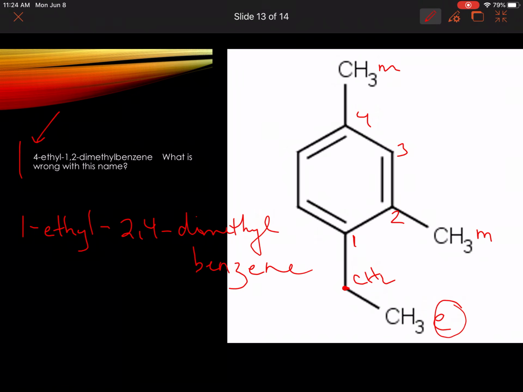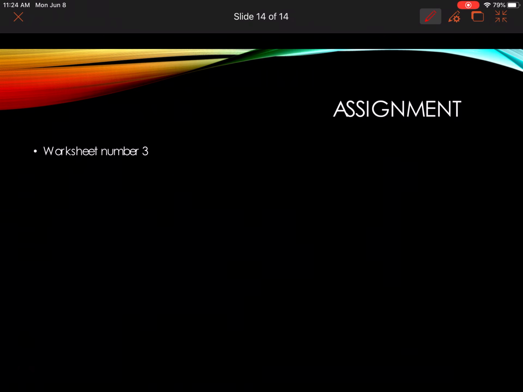1-ethyl, 3, 4. No, you know what? Sorry, my diagram, shoot. This diagram is a little different from what you have in your notes. Let's just change it. In your notes, it's this way. So CH3 there, so it's 1, 2, 3, 4. So it's actually going to be 3, 4. So 1-ethyl-3,4-dimethylbenzene. My apologies. Okay, so that's it for that.